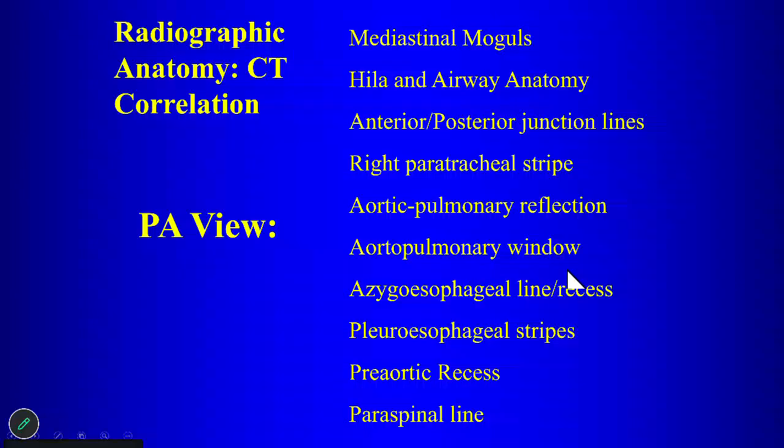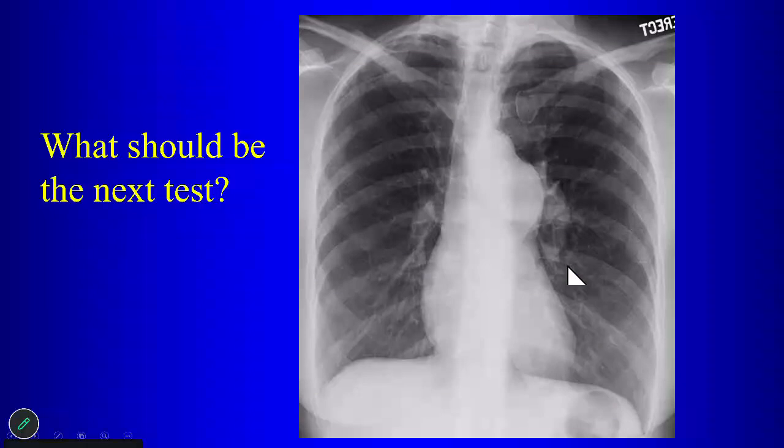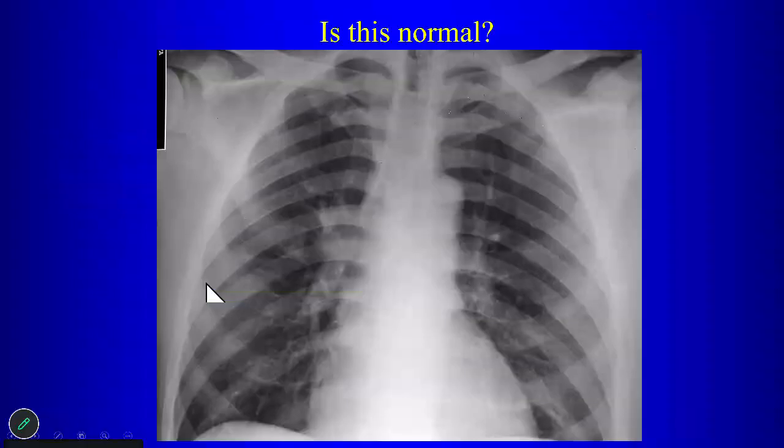So these are terms that we need to be familiar with, things that we're going to cover here on the PA and the lateral view. So the idea is after this conference, you should be able to look at this chest radiograph and tell me what's abnormal. What study would you order next if you were interpreting this chest x-ray? You should be able to look at this chest x-ray and tell me what bothers you here. What are you concerned about? What study would you order next?